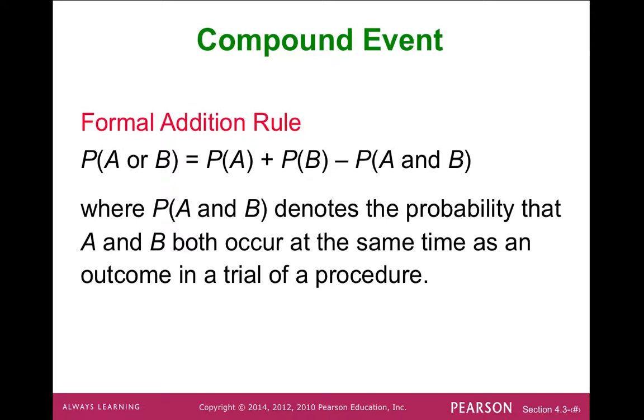So for a compound event, here's the formal addition rule. We're going to have our probability of A or B equaling the individual probability of A plus the individual probability of B minus the joint probability of A and B.